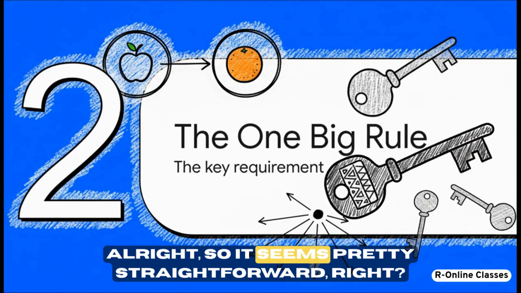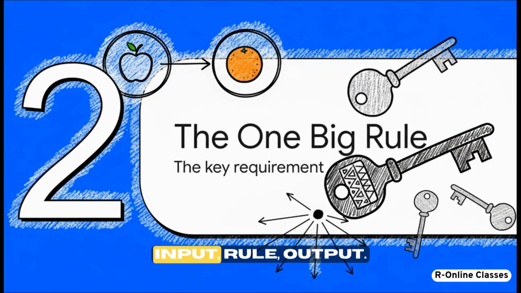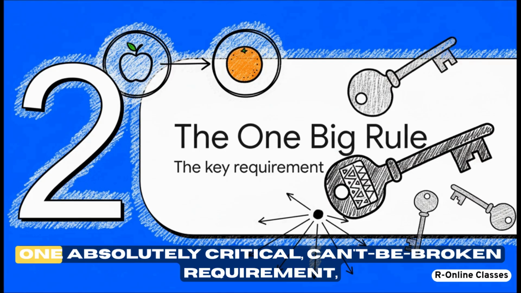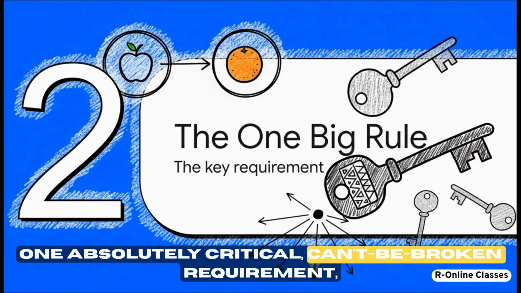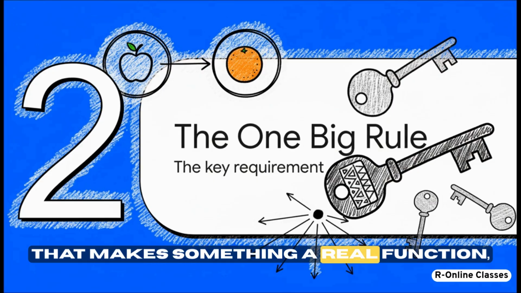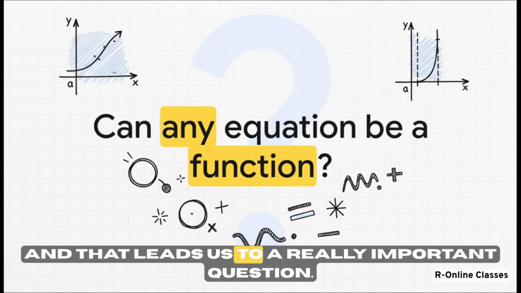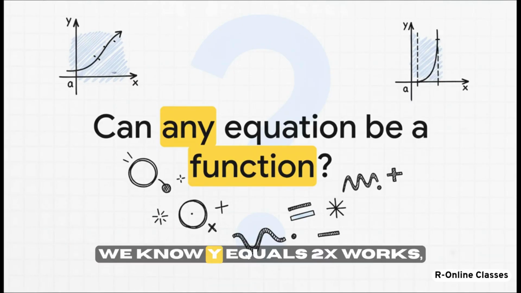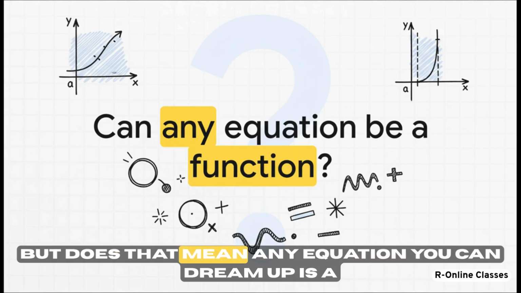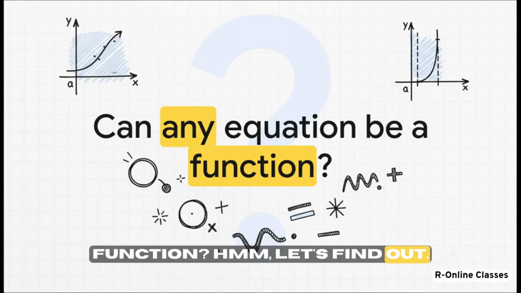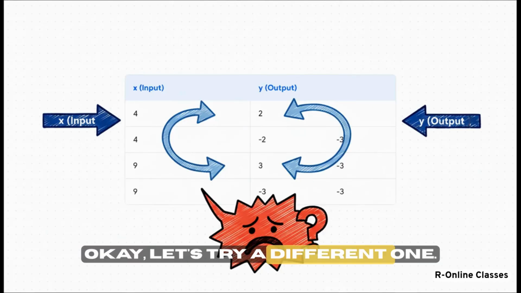All right, so it seems pretty straightforward, right? Input, rule, output. But there is one big rule, one absolutely critical, can't be broken requirement that makes something a real function and not just any old math equation. And that leads us to a really important question. We know y equals 2x works, but does that mean any equation you can dream up is a function? Let's find out.